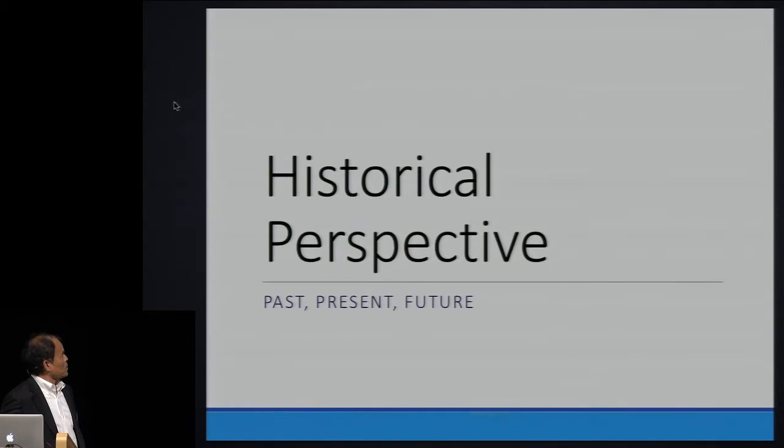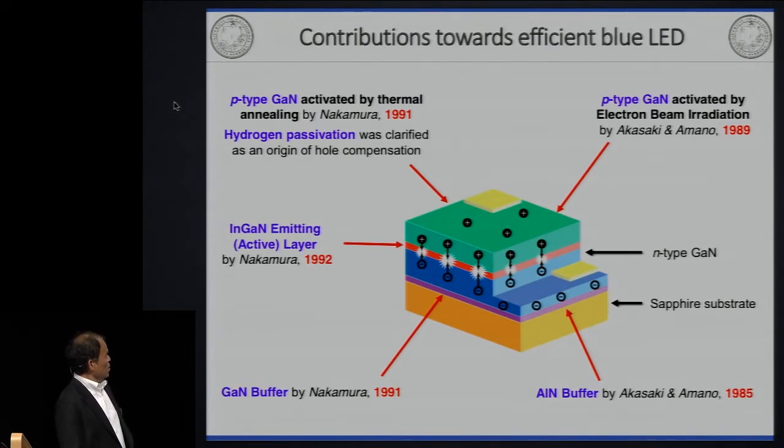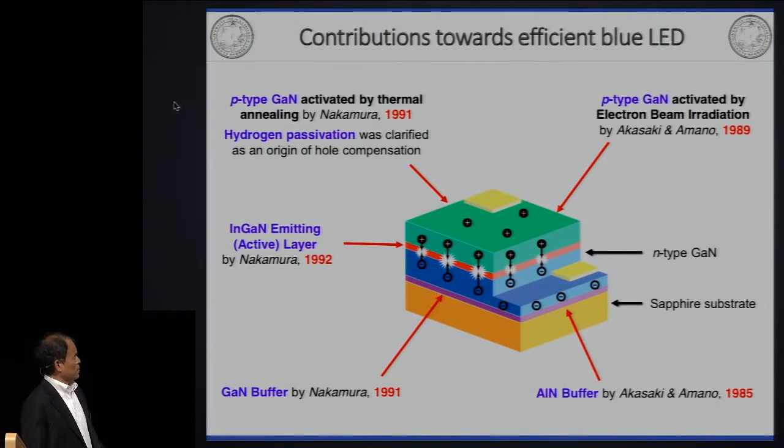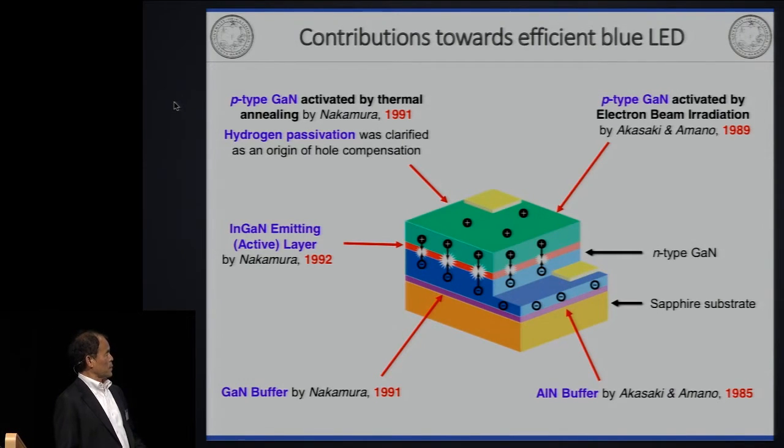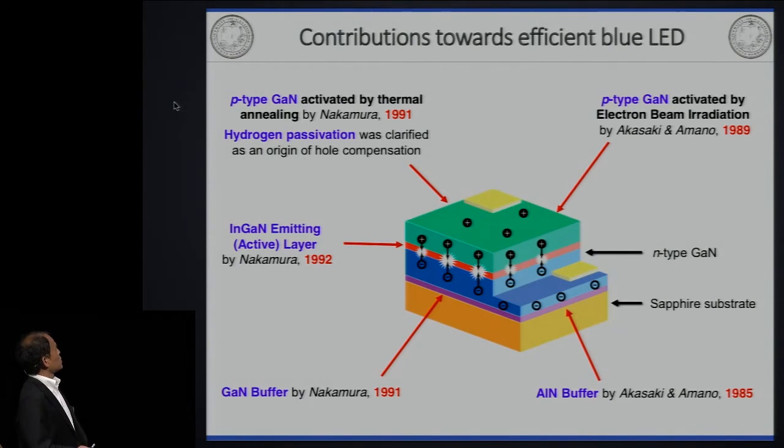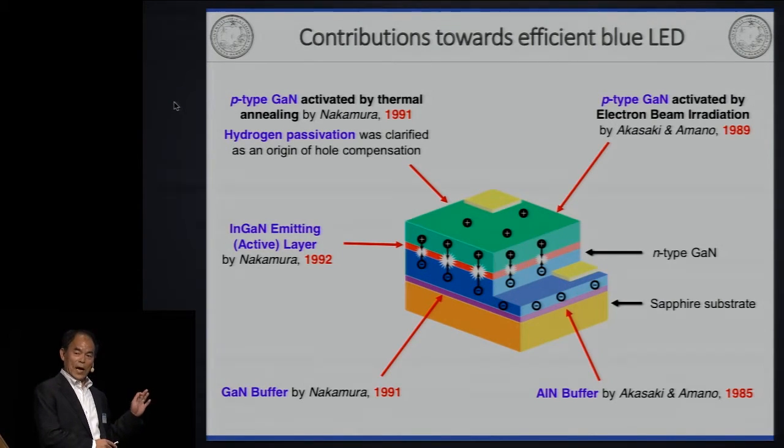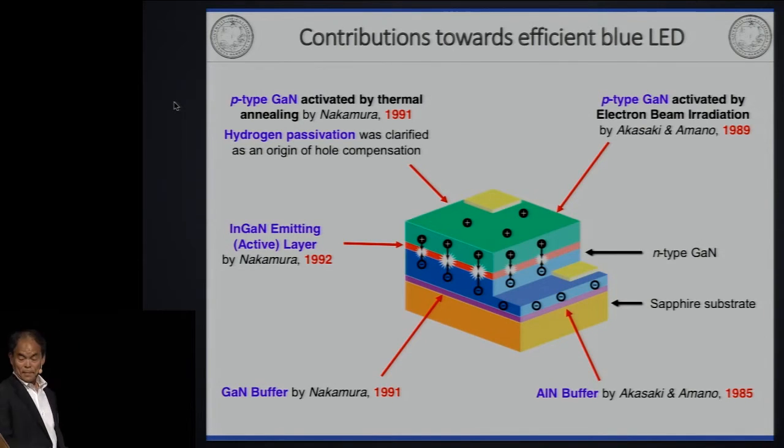So, historical process. As Nobel laureates, Professors Akasaki and Amano developed the buffer layer to improve crystal quality for the first time in '85. And they also developed the first P-type layer using electron beam irradiation treatment. In my case, I developed thermal annealing to activate P-type gallium nitride. Also, I clarified the mechanism of P-type gallium nitride. It's caused by hydrogen passivation. And now all LED companies use this, much easier. Also, the most important invention is the indium gallium nitride emitting layer. This is a key material, because it shows high efficiency in spite of a huge number of dislocations.